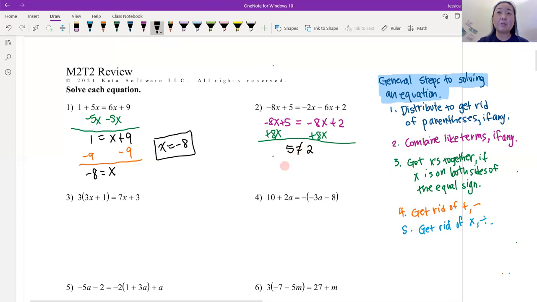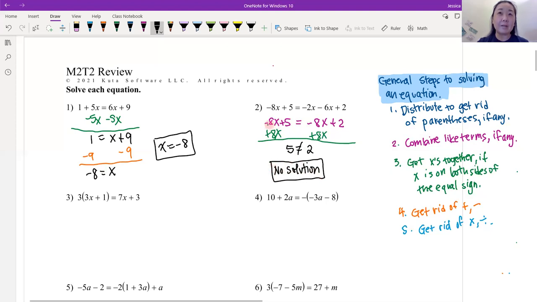That's not true. So whenever the x's cancel out like that, and you get some equation that is not true, like 5 is definitely not equal to 2, right? you would just say, when you get to this point, you would say no solution. There's actually no solution to this problem. This problem has no answer.